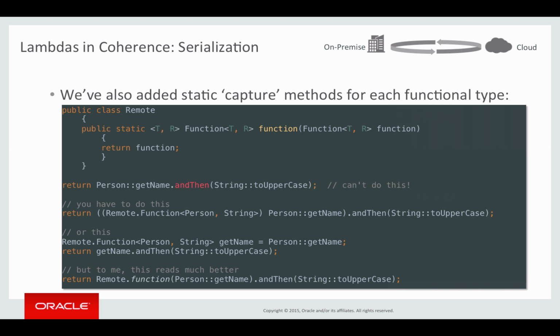The downside of the first two approaches is that you end up with a lot of parentheses, angle brackets, and type names that make the code much longer and much harder to read than it really should be. If you're anything like me, you'll agree that the capture method example at the very bottom is both shorter and reads much better than the other two approaches. And you can make it even shorter if you want to do a static import.